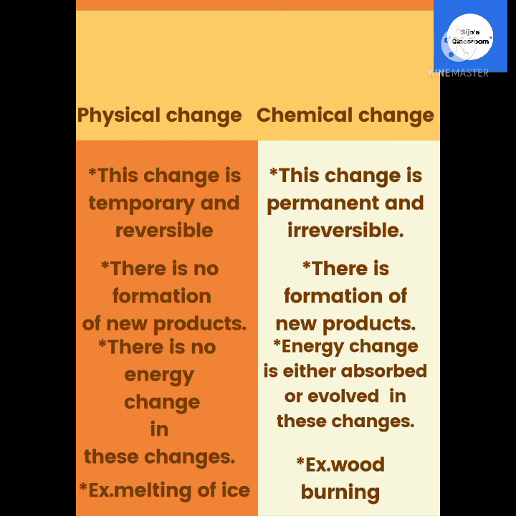At the same time, in physical change, there is no formation of new products. In the case of chemical change, there is formation of new products. In physical change, there is no energy change. In chemical change, energy is either absorbed or evolved. For example, melting of ice for physical change, and in the case of chemical change, wood burning.